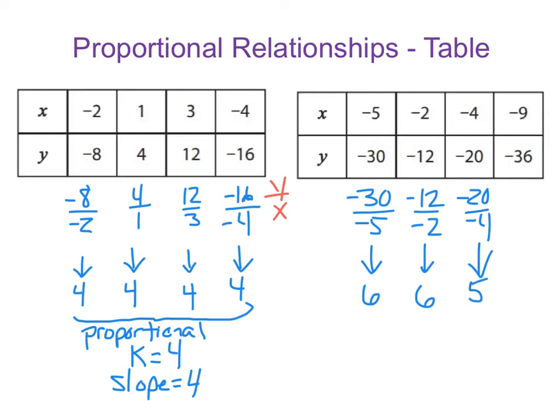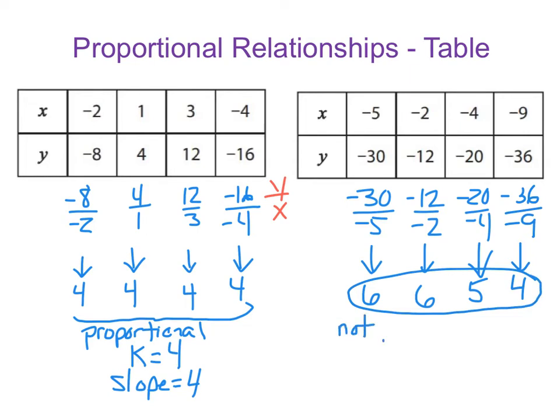Not the same. But let's just try the last point, just to finish out the table. I have negative 36 compared to negative 9. So negative 36 to negative 9, this one is a 4. Because these are not all the same value, these are not proportional. And if we graphed them, they would not go through the point (0, 0).